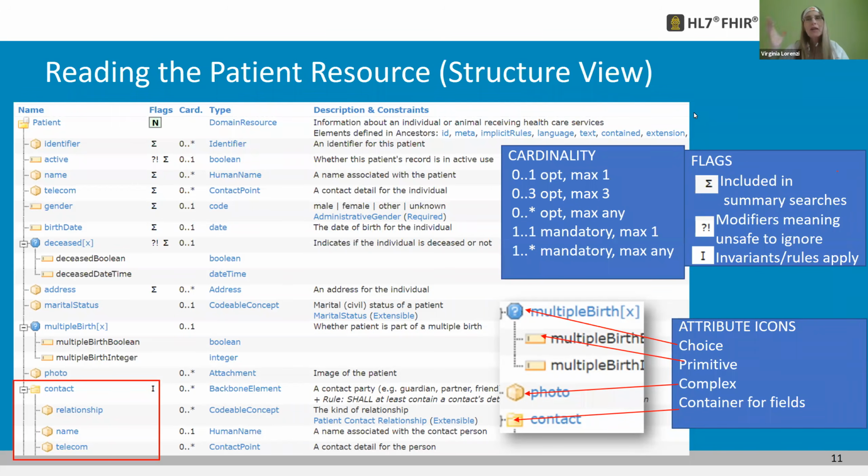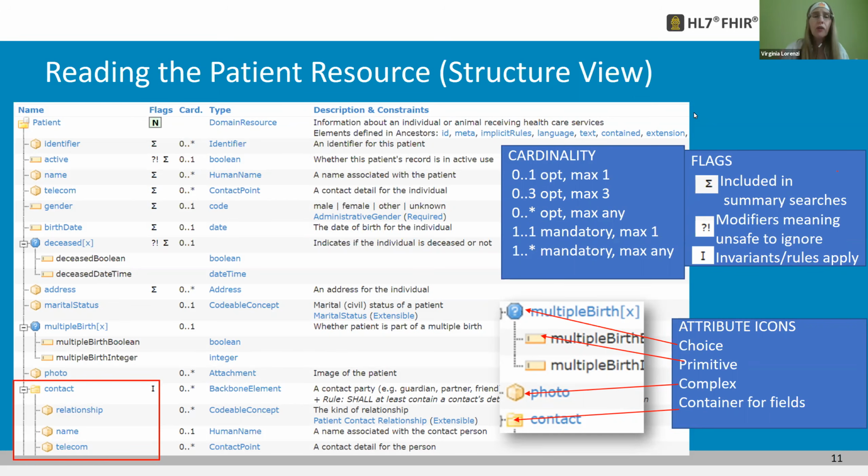And then cardinality, we mentioned this before. 0 to 1, 0 to 3, 0 to many, those all mean a field is optional. 1 to 1, 1 to many, that means the field is required. 1 to 1 means max 1, 1 to star, max any.